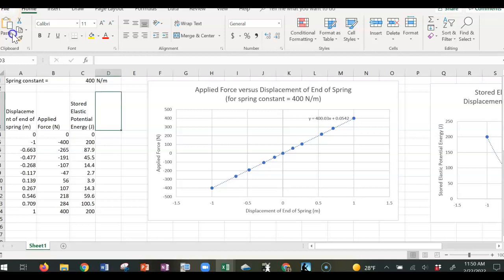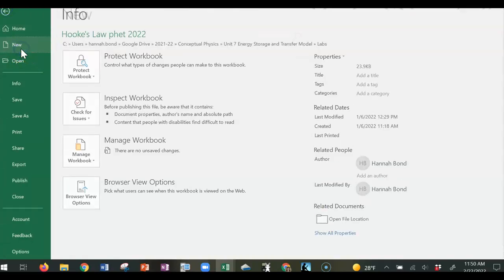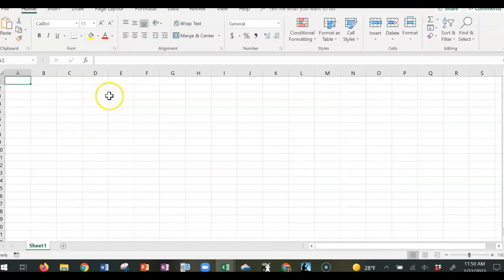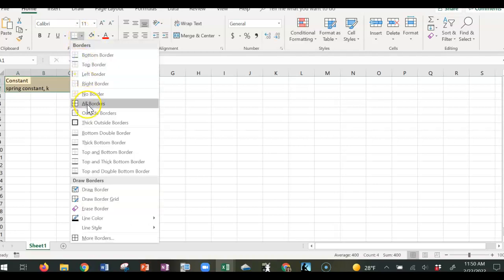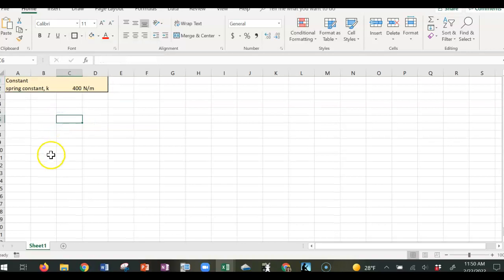Let me just get a new workbook here. Okay. We have a constant, which is the spring constant, K. I chose 400, and the units for that are newtons per meter. Okay, it would be a good idea to put this block of constants at the top of your spreadsheet so that you can remember what constants you used.